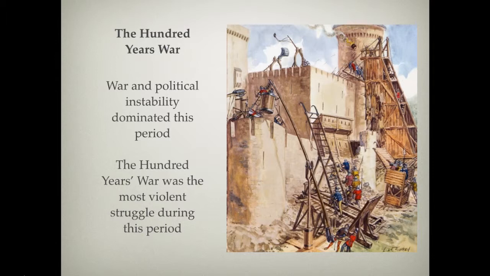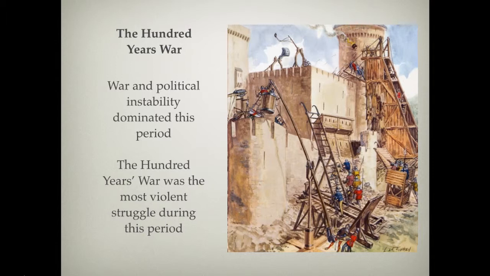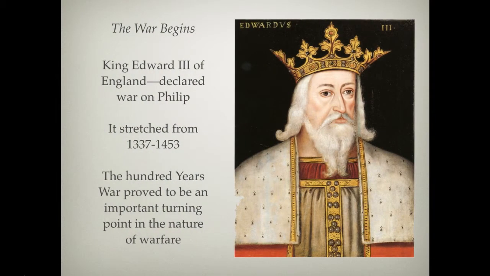At this same time, you have the context of the disease and Black Death. You have the context of the Avignon Papacy, but you also now have the 100 Years' War going on. Now, the 100 Years' War is a conflict between England and France, infamous for its brutality. War and political instability really dominated this period, and it was a violent struggle over land and territory. And so the war begins with King Edward III of England, who declared war on Philip. And it stretched from 1337 to 1453.